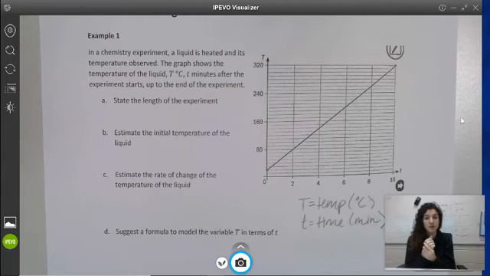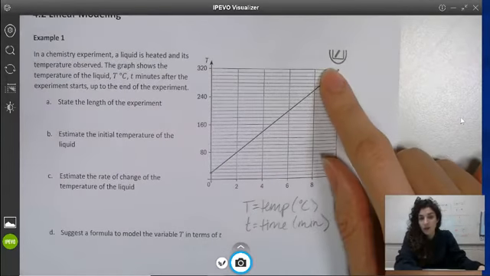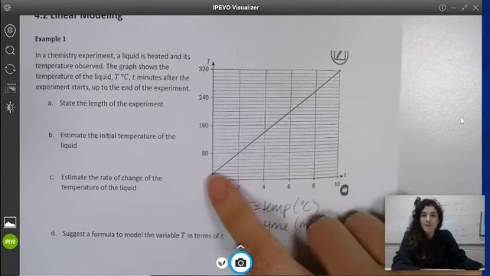So it's important to know what your variables are. I think it's really important to label them. State the length of your experiment. I want you to look at this graph right here and notice a few things. We've got a line, which is cool. We're talking about linear models.